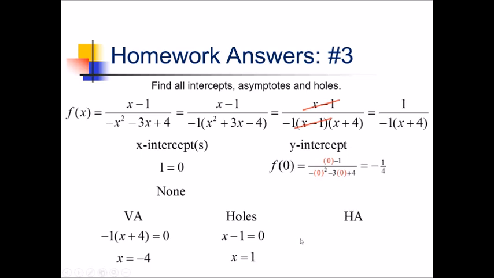Finally, for horizontal asymptotes, taking a look at the original, I see that we have a bottom-heavy function. The degree in the denominator, 2, is higher than the degree in the numerator, which is just 1, just linear. Since I'm bottom-heavy, I automatically have a horizontal asymptote of y equals 0.